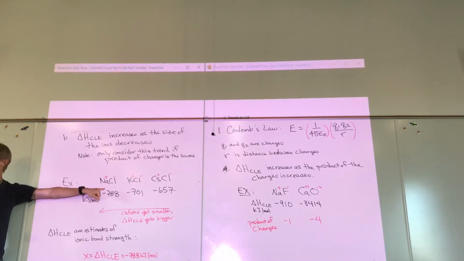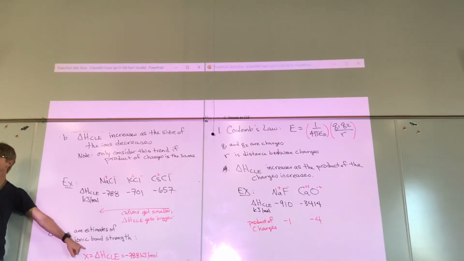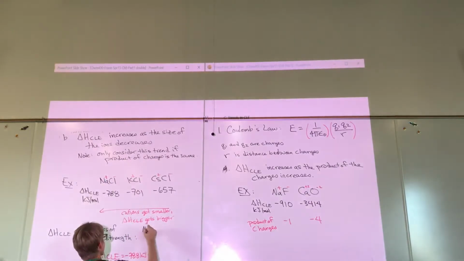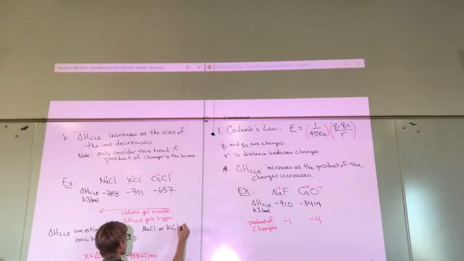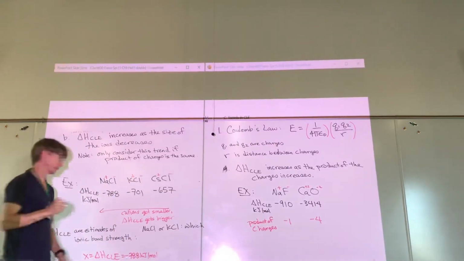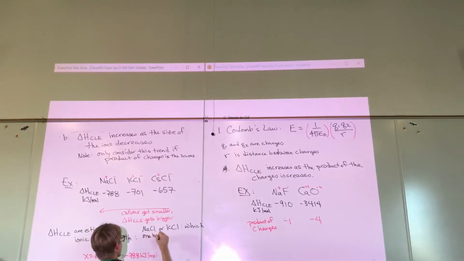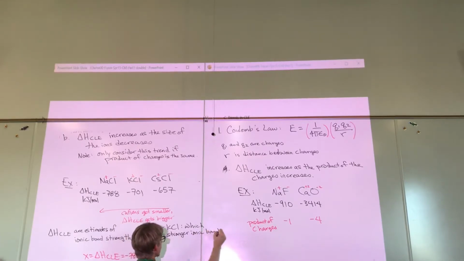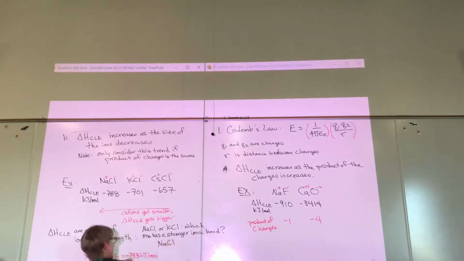And that's what I'm going to write because when we get to chapter 11, that's what I'm going to ask. Which one of these has a stronger ionic bond? And you will have to tell me sodium chloride. Sodium chloride or potassium chloride, which one has a stronger ionic bond? And you will tell me sodium chloride, because that number is bigger and therefore more negative.